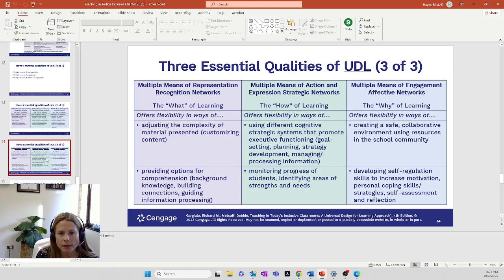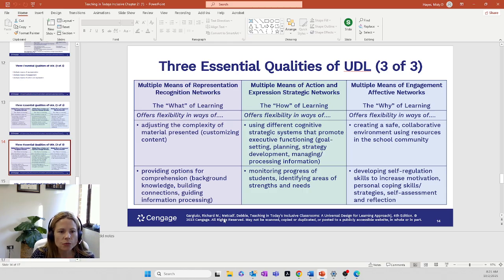So, how are you monitoring students? How are you setting out to plan them? What are they physically doing, right? How are you assessing them? How are they practicing these skills? And then engagement is really how they're engaging in the actual environment itself. This is the why of learning. Why are you having them engage in this activity?